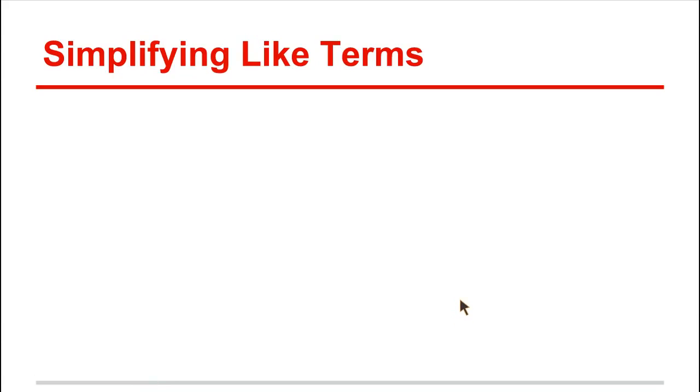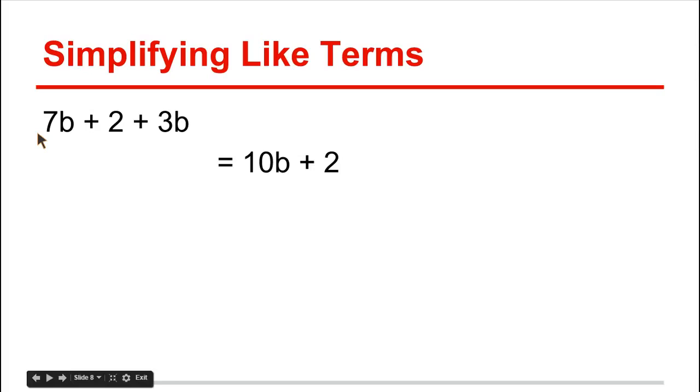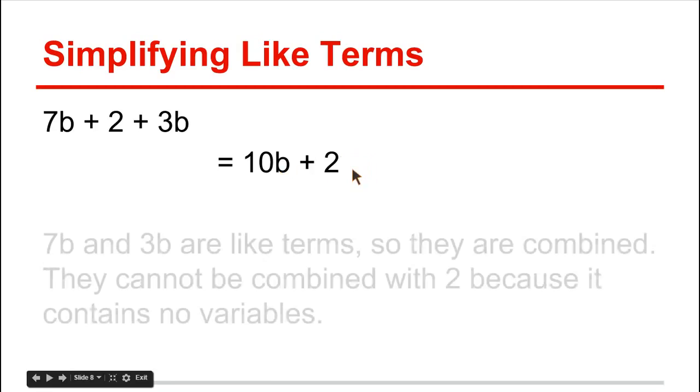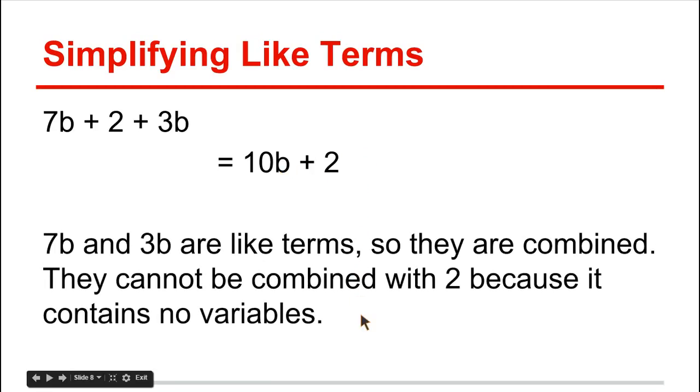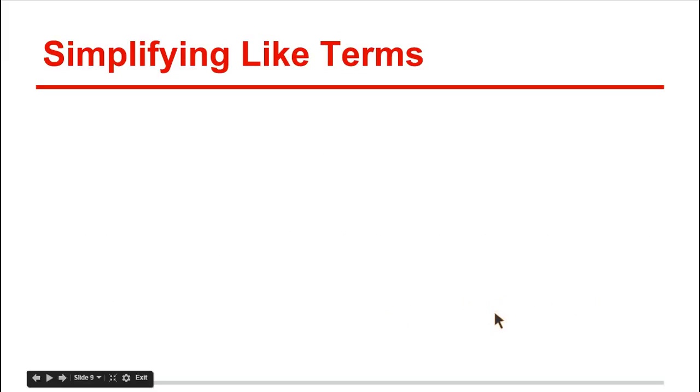Let's look at why this is important. When we're simplifying like terms, 7b plus 2 plus 3b, we can combine the like terms. 7b plus 3b gives us 10b plus 2. We can't simplify that anymore because the 2 contains no variables at all.